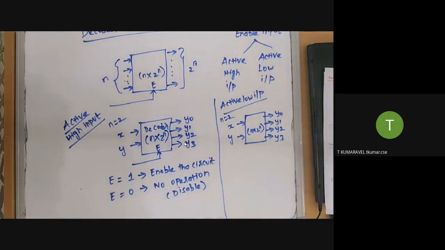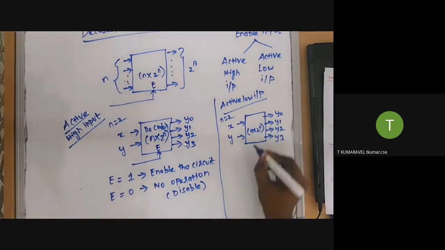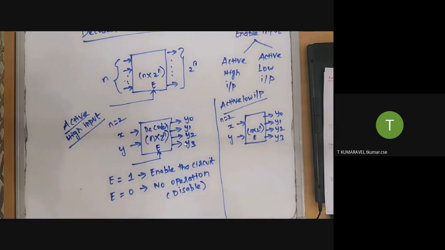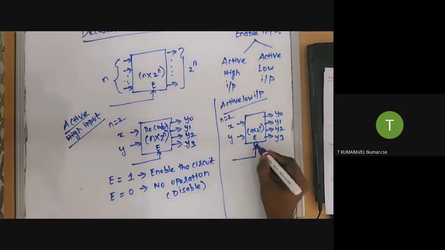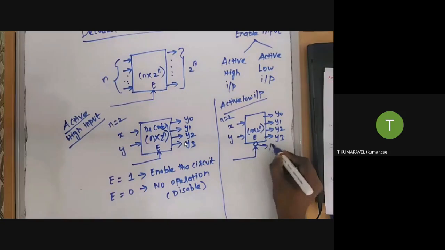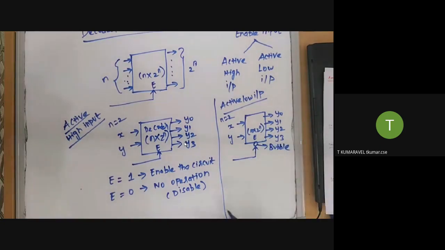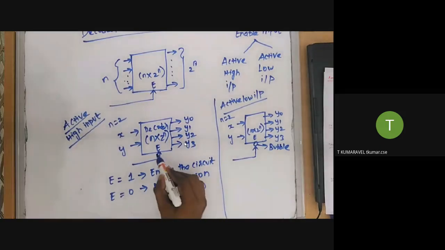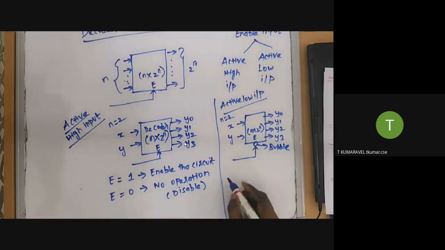Here, the enable circuit, how I'm going to implement it, is by making use of active low input. In active low input, here some bubbles are there. Compare with the previous one, there were no bubbles, here some bubbles are there. It is also associated with two values, one is 0 and another one is 1.